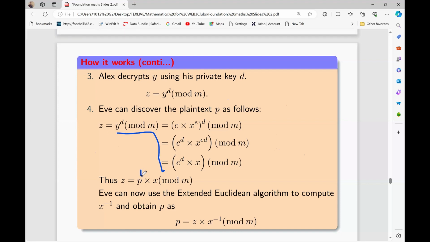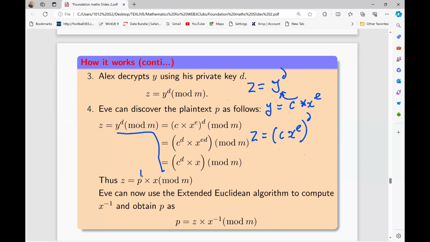So he knows that Z has been obtained by taking Y raised to D. But the intruder is the one who came up with Y. The intruder said Y is C times X raised to E. So now this one is substituted there. So that means Z now becomes, instead of Y, we have C multiplied by X raised to E, then raised to D.